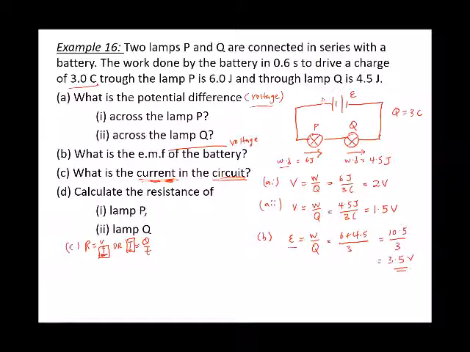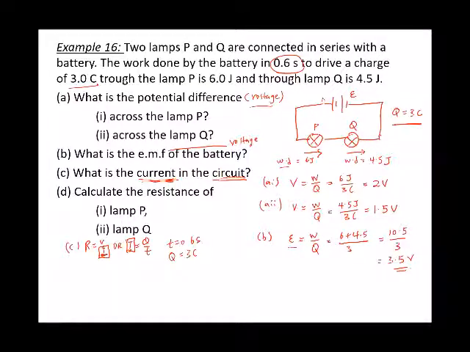What is it that you know? You know the time taken, 0.6 seconds, for the charge to flow through the whole circuit. You also know the charge to be 3 coulombs. The total charge moving in 0.6 seconds is 3 coulombs.